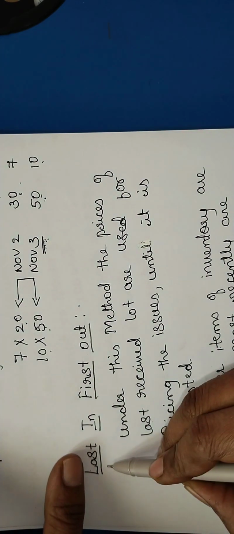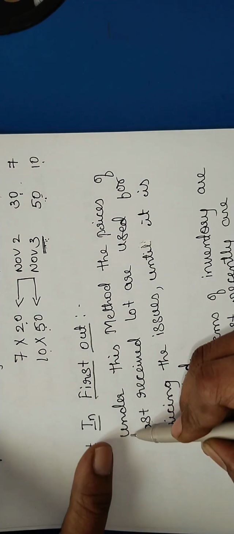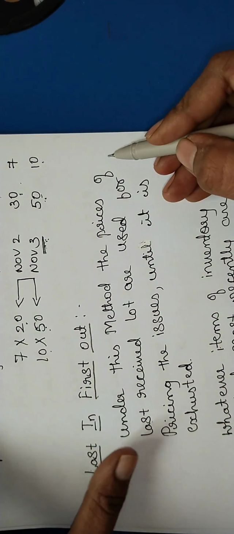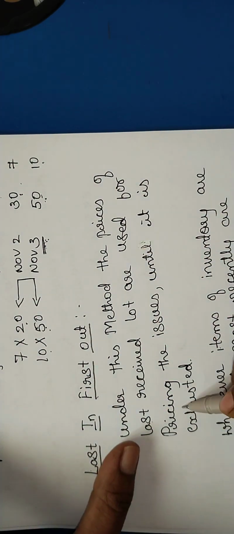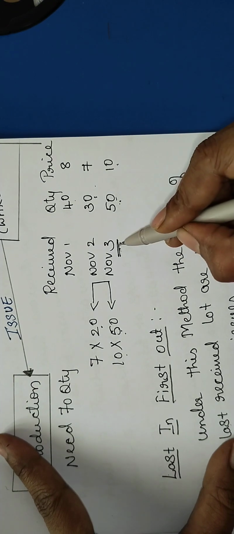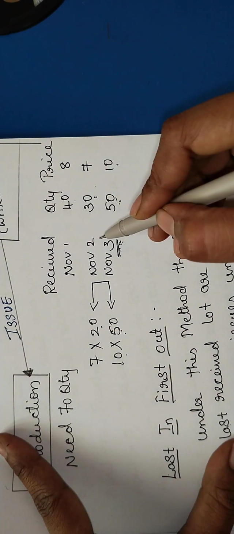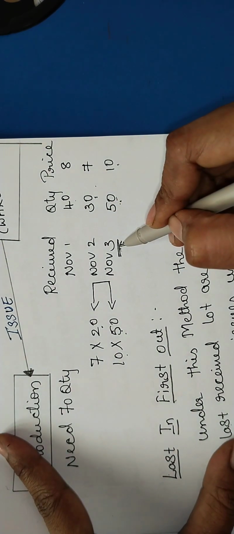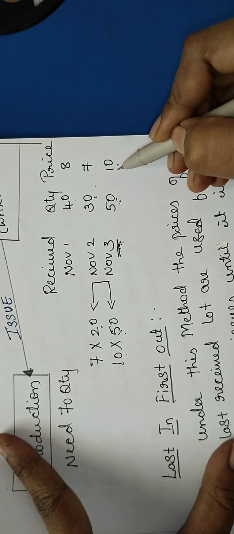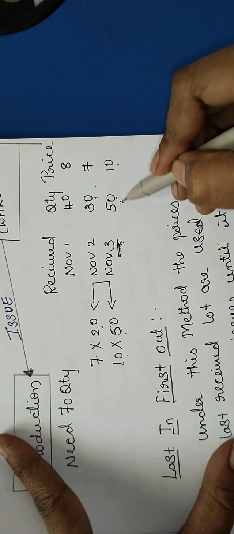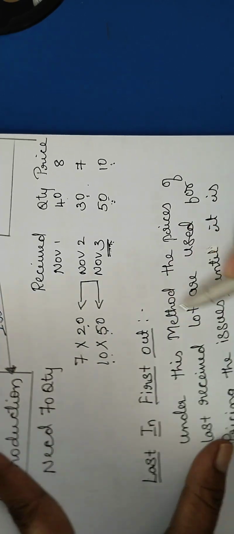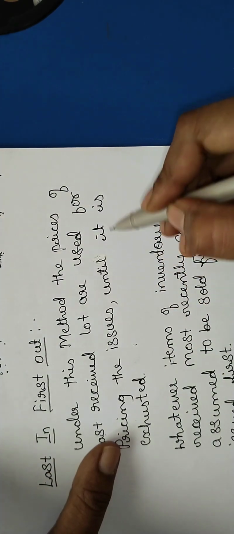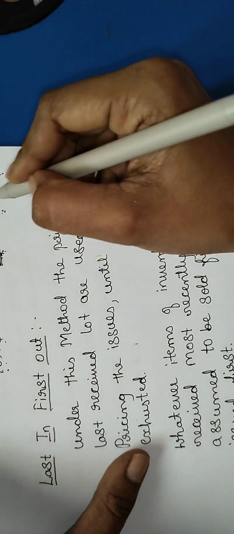We'll understand this with the meaning also. Last in first out: under this method, the price of the last received lot is used for pricing. The last received lot is 3rd November here. So the price of this 50 quantity is 10. That price we have used. Issue until it is exhausted, until it is cleared.